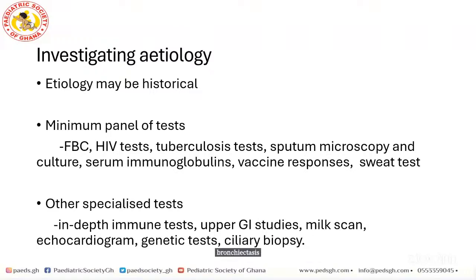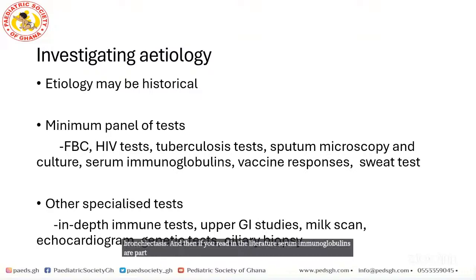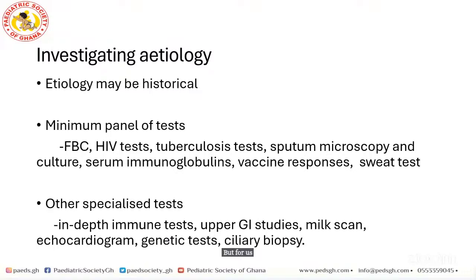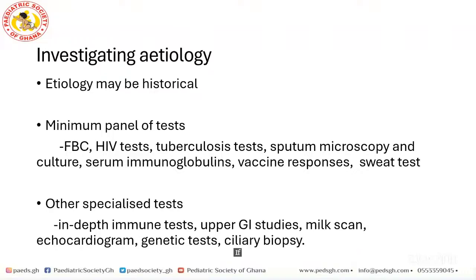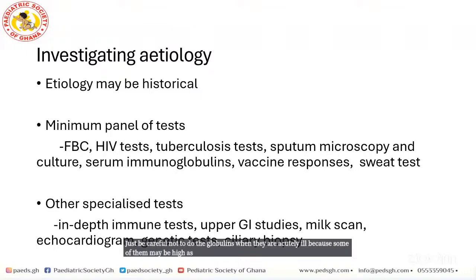And then if you read in the literature, serum immunoglobulins are part of the minimum panel of tests, okay? But for us in our environment, because they are expensive, at this point, I would urge that you discuss with, if not a pulmonologist, at least a pediatrician. Because you are trying to do the serum immunoglobulins because you are looking for primary immunodeficiency. If immunoglobulins are absent or very low, okay, that may be indicative of a primary immunodeficiency. Just be careful not to do the immunoglobulins when they are acutely ill, because some of them may be high as a response to the infection that is going on.